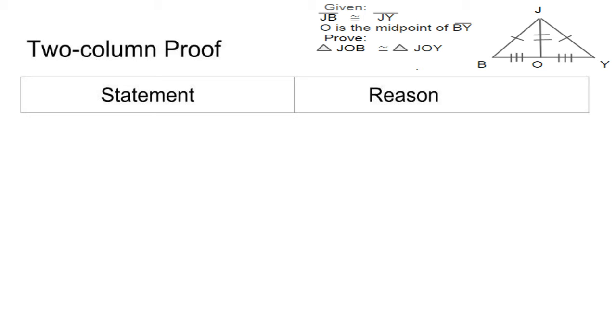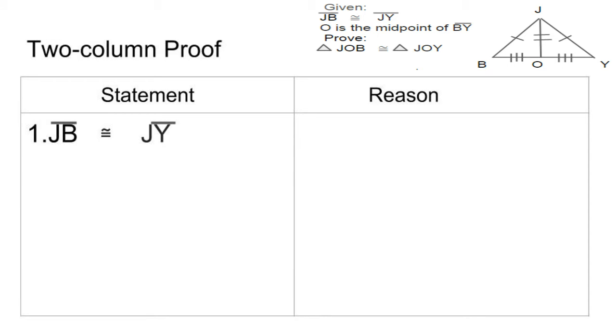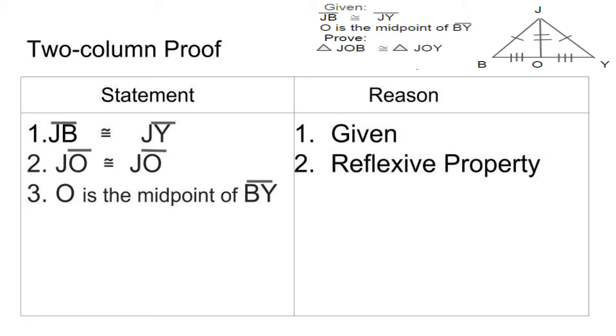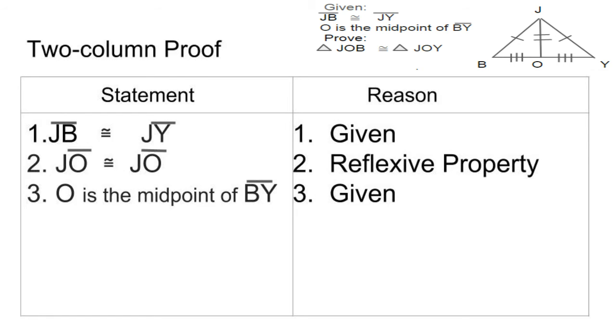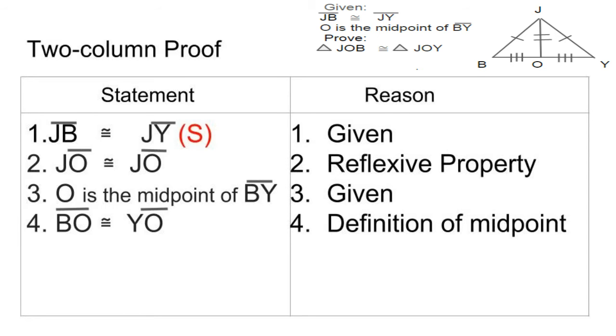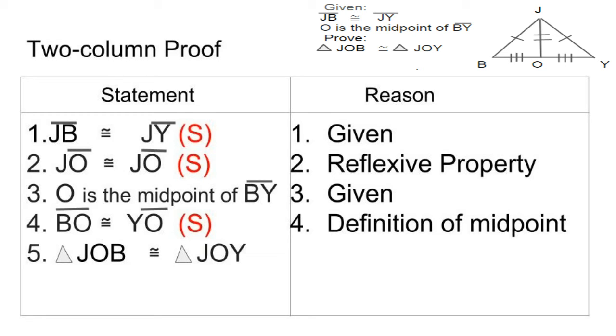Statement 1. Segment JB is congruent to segment JY. It's given. 2. Segment JO is congruent to segment JO. It's reflexive property. 3. Point O is the midpoint of segment BY. Given again. Number 4. Segment BO is congruent to segment YO. It is definition of midpoint. We already have three corresponding sides congruent: 1, 2, 3. So statement number 5 is triangle JOB is congruent to triangle JOY, and the reason is SSS postulate.